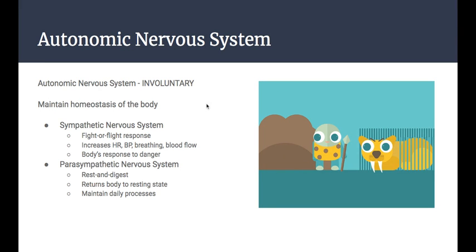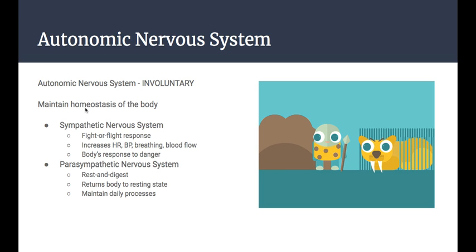So we have our autonomic nervous system. I put this little animation in here. I don't know if... oh no, it's not going to play. It was a cute little guy. He was running away from the tiger. I think that's a tiger.